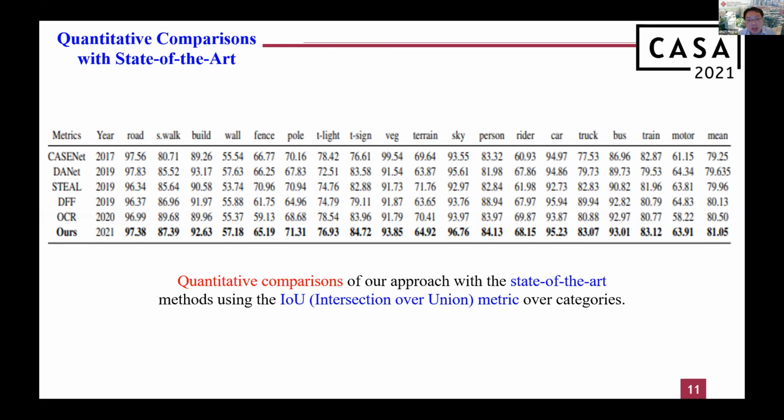Because some of these methods have some spatial design for some types, so they can handle some categories better. Our design is actually a general design. However, we focus on the boundary and multiple scales, especially small scale objects. So if the objects are small scale, we usually have better performance, especially for small scale and some blurry boundaries.